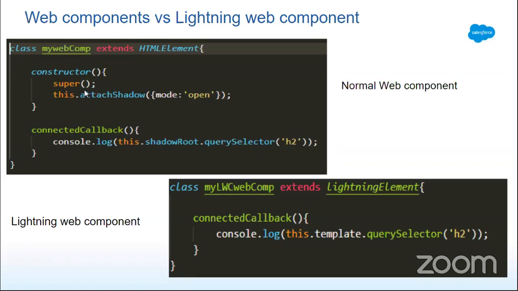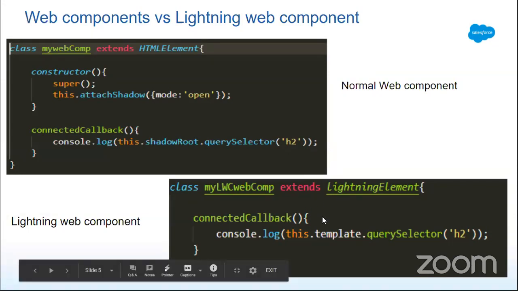Here, this is the HTML, a simple web component. Here we are using attachShadow to create the DOM element. But in the Lightning Web Component, you can see we just need to extend that LightningElement, and it's there by default. And we can also directly use this.template.querySelector to get any component here.